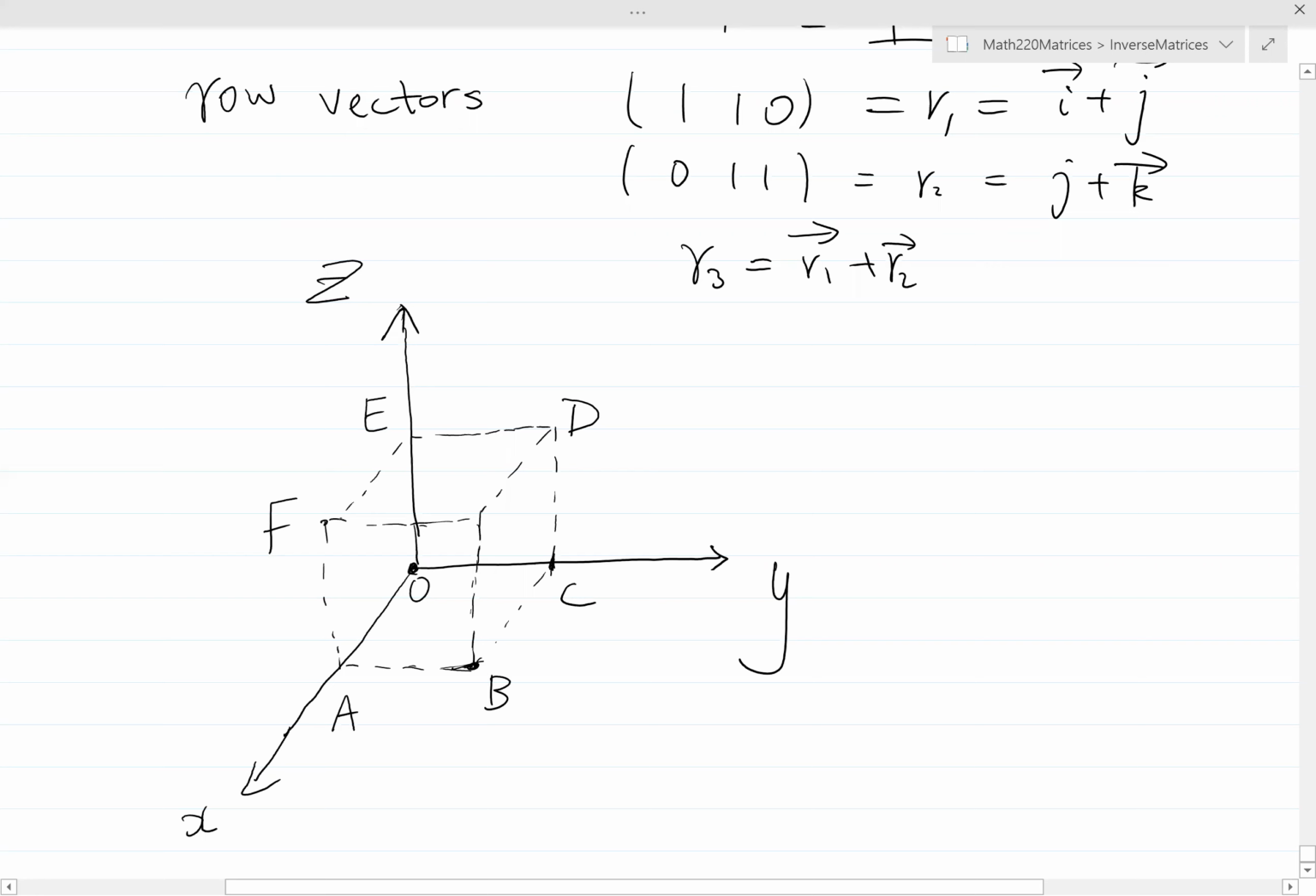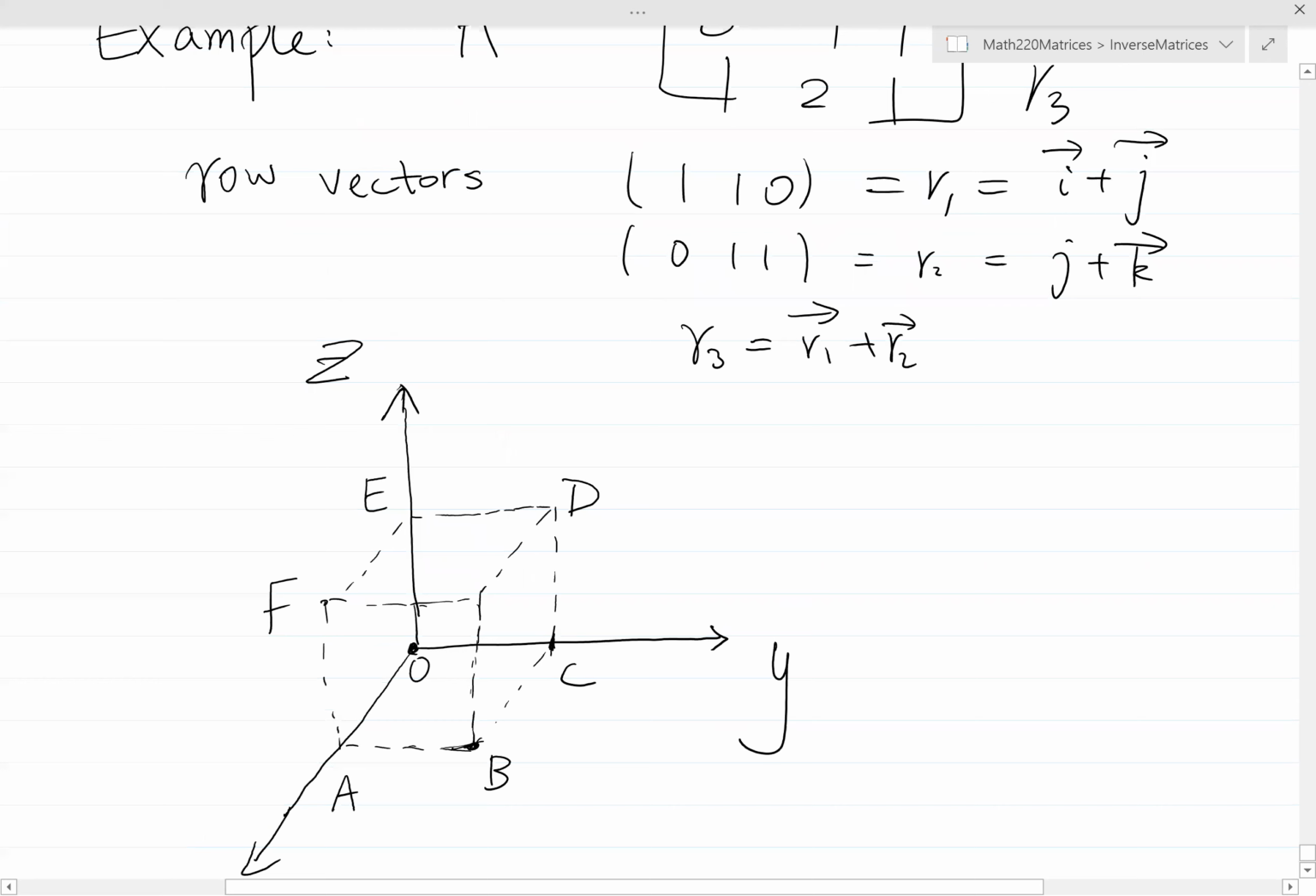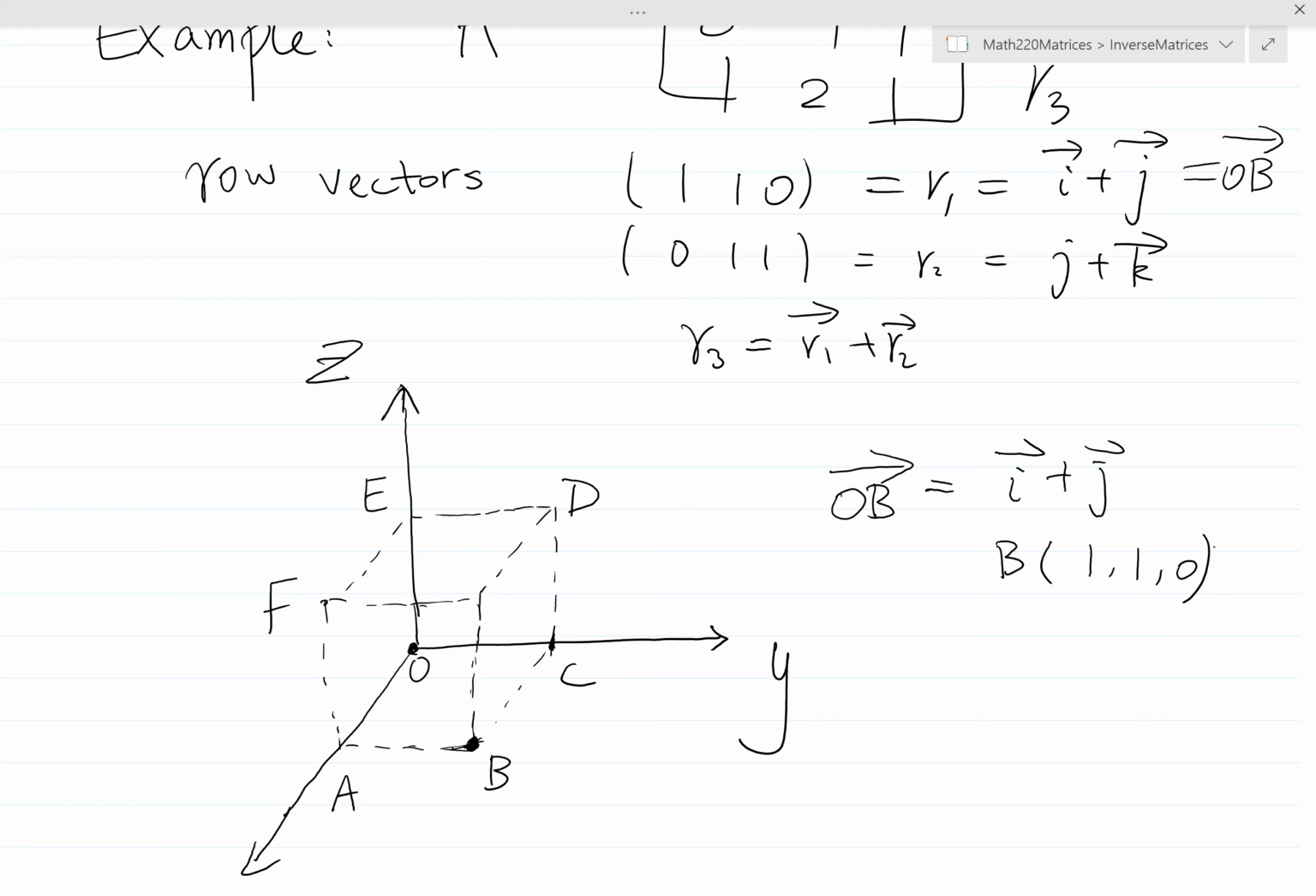You see the coordinates. Row 1 is i plus j, which is 1, 1, 0, so this will be OB. OB equals i plus j. B has coordinates 1, 1, 0. The height of B is on the floor, so it's 0, and the XY coordinates of B are 1, 1. So what is the other row vector?